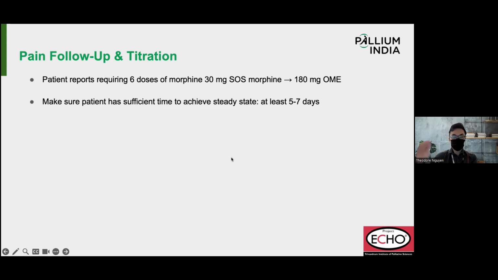And we want to make sure the patient had sufficient time to achieve steady state before we make any changes to the methadone dose. In this case, it would be reasonable to do 5 to 7 days. They had some elevated LFTs, but it wasn't extremely high and no concern of cirrhosis or signs of jaundice. So I think in this case, it would be reasonable to do the 5 to 7 days.